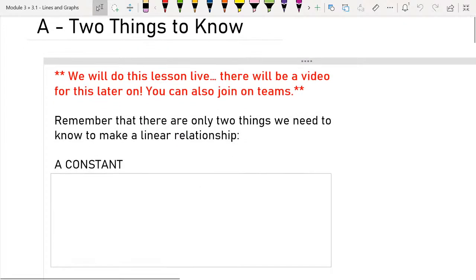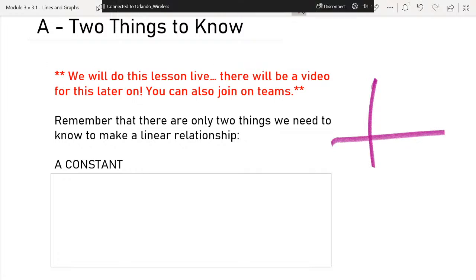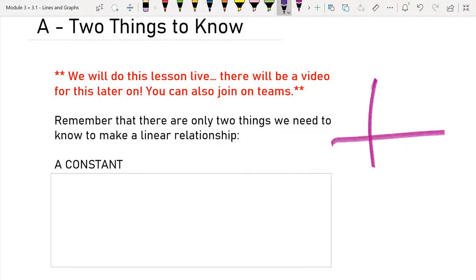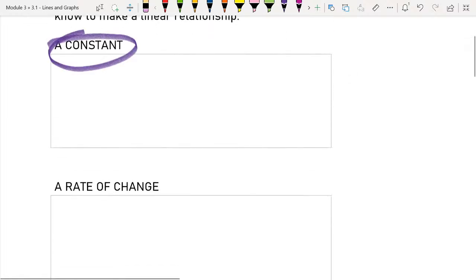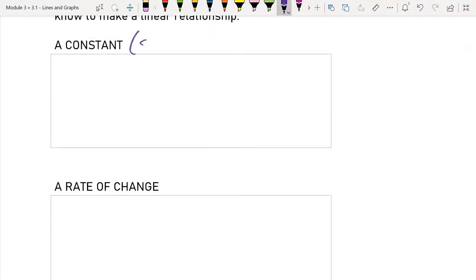And basically, I want you to know that for any kind of relationship that we do in this class, which are what we call linear relationships, which just means if you put them on a graph, they make a straight line. It could be anything. It could be how much money you get paid for how much time you work. It could be how far away you are from home based on how long you drive. It could be any relationship at all, but it will make a straight line if you graph it if there's two parts to it. The first part is what we call the constant. And another word for a constant is a starting value or an initial value.